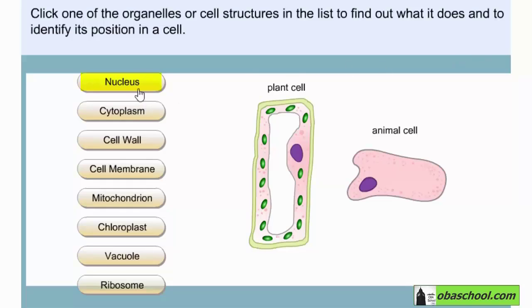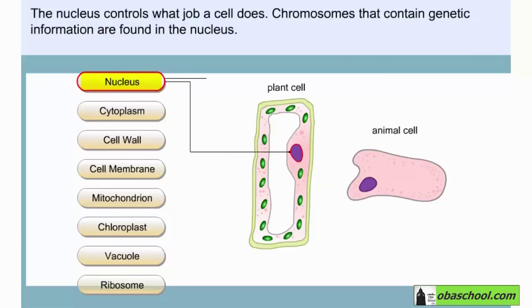Let us start with the nucleus. The nucleus controls everything the cell does. It has chromosomes, which contain the DNA, which contains the genetic information. The nucleus directs the cell's function, and the chromosomes carry the genetic information.